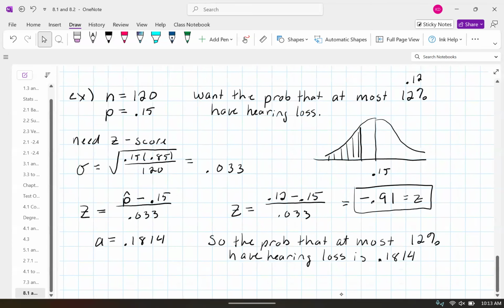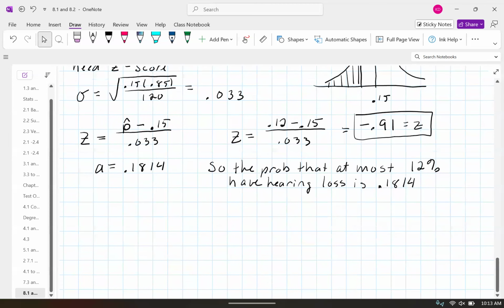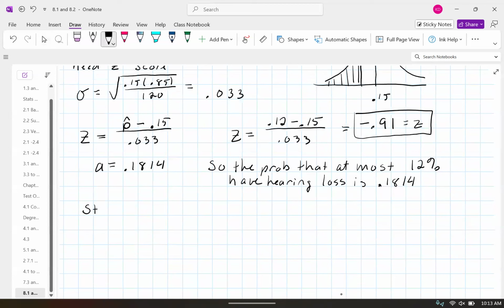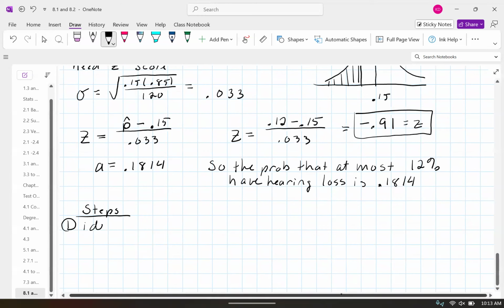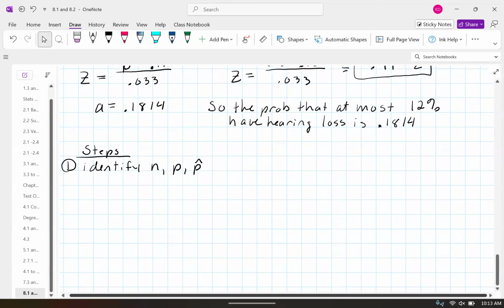I'm going to sum up our steps because it feels like there's a lot of stuff everywhere. So, steps. Identify the things we need. So find your n, your p hat. If you have a standard deviation already, great. If not, we calculate that.